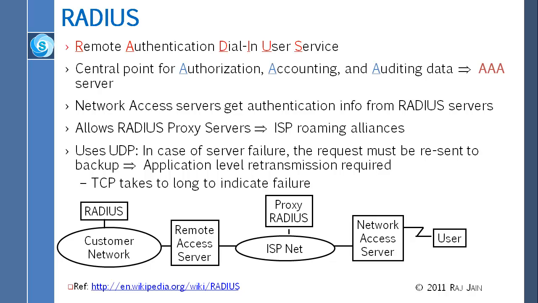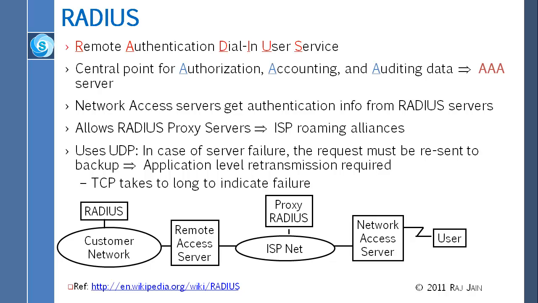RADIUS provides, obviously, AAA: authentication, authorization, and accounting, and auditing. So if you use, let's say, 3 hours of service in Germany, that accounting will be done here, so that you can be billed for it. Authentication will be done to make sure that you are the person you say you are. And then there is auditing. Auditing is basically logging. In case you question it, they will have a whole record of it. So auditing and accounting are somewhat similar. This is called the AAA server.